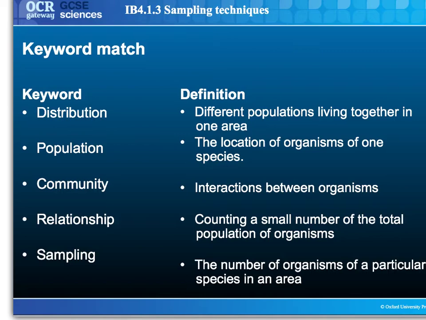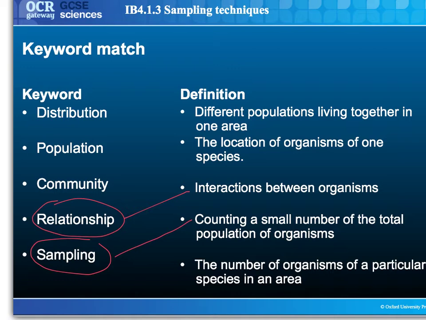So if you take the time at this moment to pause this video, you can actually have a go at matching up the keyword and definition yourself, see if you can remember them, see if you've revised well enough. So if we go through these answers then, we can see, if we take some of the easier ones first, things like a relationship. So the relationship is an interaction between organisms. Okay, nice and easy. Sampling, again, we're looking at the counting of a small number of the total population of organisms.